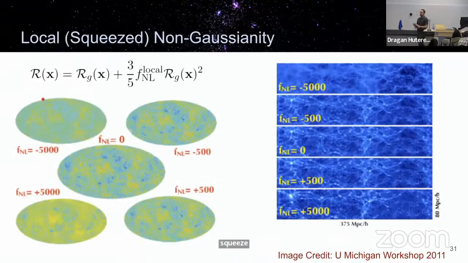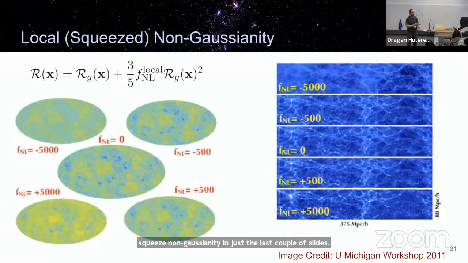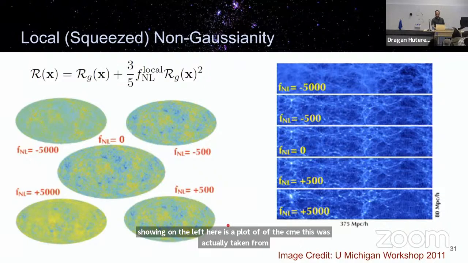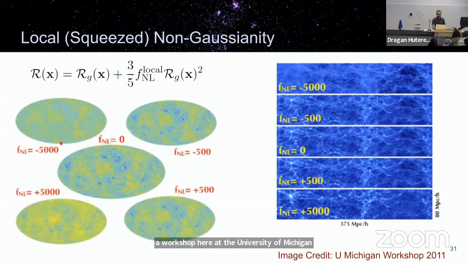So first of all, what does this thing look like? What does it do? How do we observe non-Gaussianity? For the local shape, you can think about the local type non-Gaussianity as a long wavelength modulation of small scale power. And so what I'm showing on the left here is a plot of the CMB. This was actually taken from a workshop here at the University of Michigan over 10 years ago.